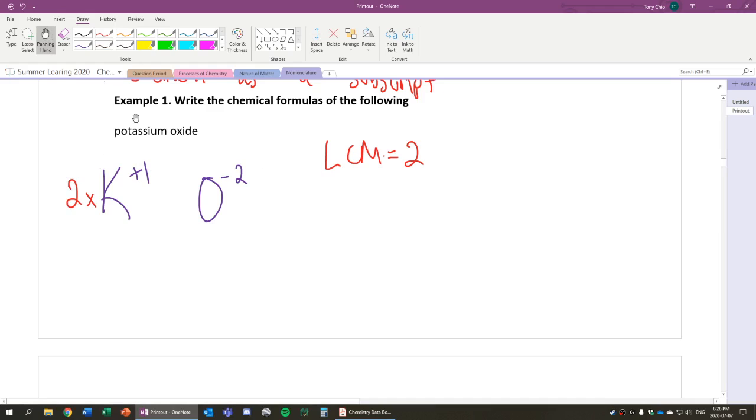How many oxygens do you need to become 2? You just need 1 oxygen. So now these multiples can be written as subscripts. You have 2 potassiums, which you write as K2, and oxygen is 1, but you don't have to write 1. It's K2O. And because it's 2 potassiums and 1 oxygen, these are now balanced in terms of their charge. So that's how you work on the first example.